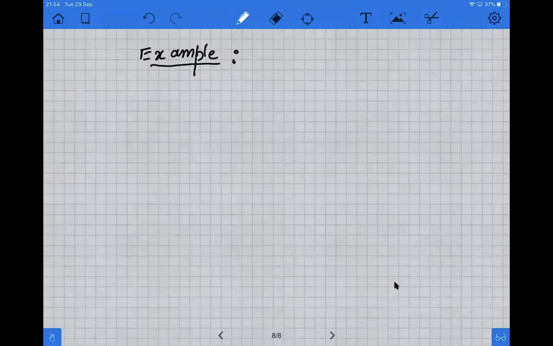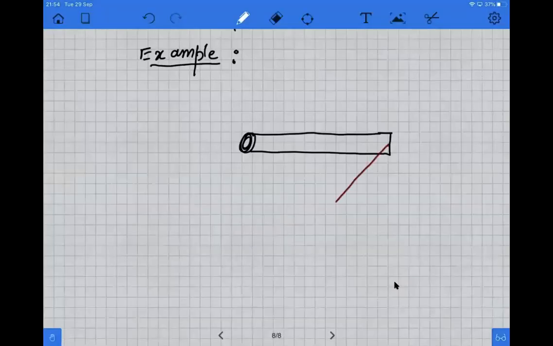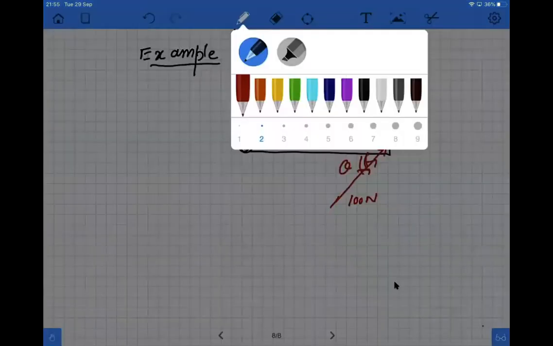Let's suppose you have a door which you want to open, and this is the door. Initially the door is horizontal, and the force that acts on the door is 100 Newton. Now the angle, let's suppose, was theta. Then this 100 Newton will have two components.